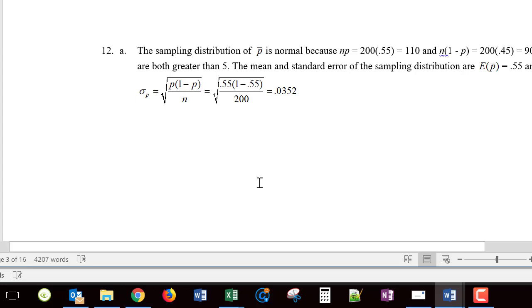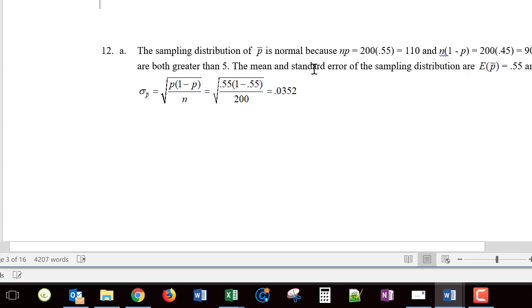So the first thing you've got to do is show that it's going to be normally distributed. And we know that what you have to do is prove that n times p has to be greater than 5, and n times 1 minus p has to be greater than 5. So n is 200, and the proportion of entrepreneurs that was 29 years of age or less was 55%. So 200 times 55% says that it should be 110, and n times 1 minus p, 200 times 0.45 is 90. So they're both greater than 5.